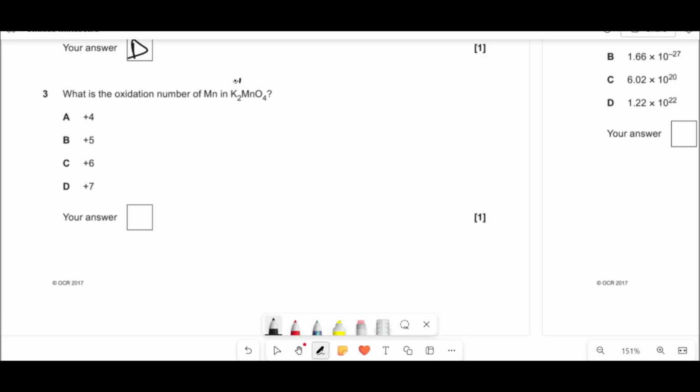So here, this is +1, but there's two lots of +1. So this whole ion is going to be MnO4 2-. Oxygen has an oxidation state of -2, but there's 4 lots of that, so it's -8. So -8 plus some mysterious thing here equals -2. So that means it's got to be +6, which is C.